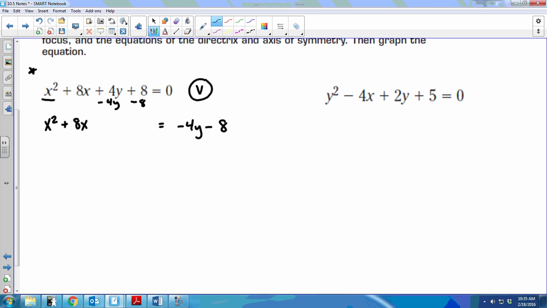Again, I need that front part to be in the format of x minus h squared. So I need to complete the square like we've been doing. So how do I complete the square? How do I get this number? 8 divided by 2 squared, so that's 4 squared, which is 16. And you still add that to both sides. So if we factor the left-hand side, we get x plus 4, squared. And on the right-hand side, we have negative 4y plus 8, because negative 8 plus 16 is positive 8.